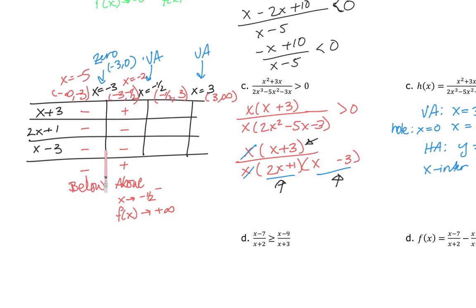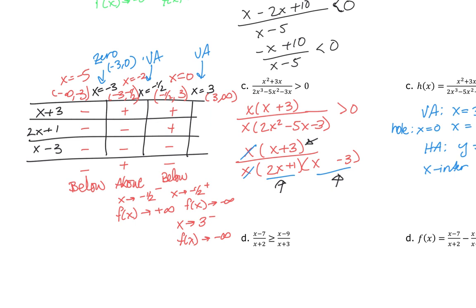I didn't do that here because negative 3 was a 0. Let's choose another number. Let's choose 0. Positive, positive, negative. This is a negative region, so we are below. So as x approaches negative 1/2 from the right, my function goes to negative infinity. And because this interval is between one vertical asymptote and the other vertical asymptote, that means the behavior of this vertical asymptote will follow this notation, or this sign. So as x approaches 3 from the left, my function is going to go to negative infinity.